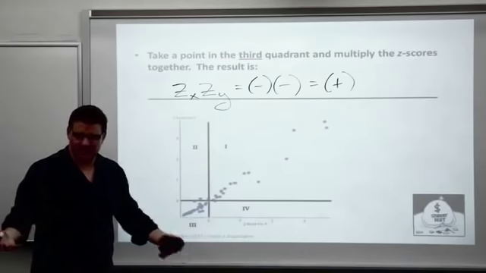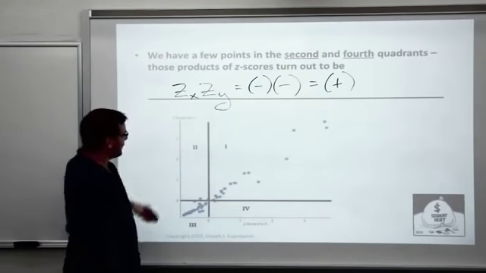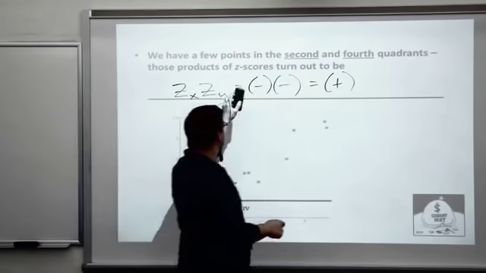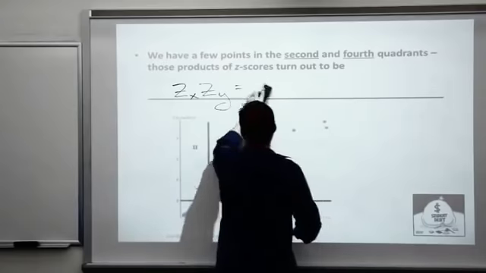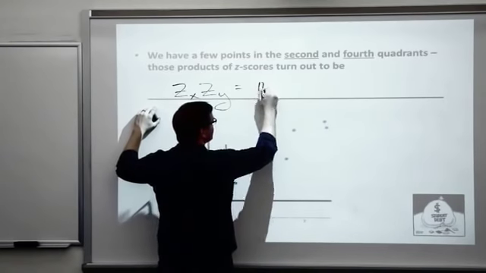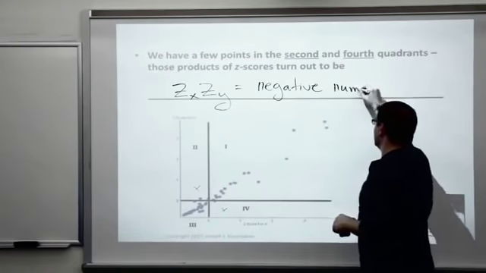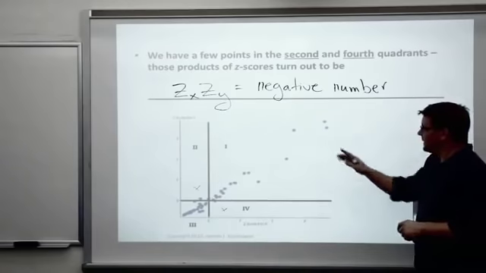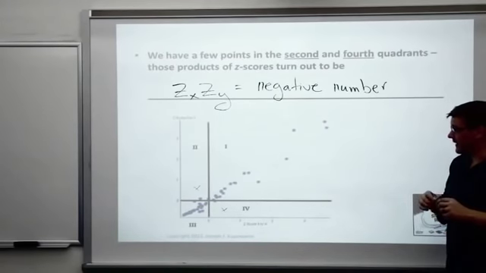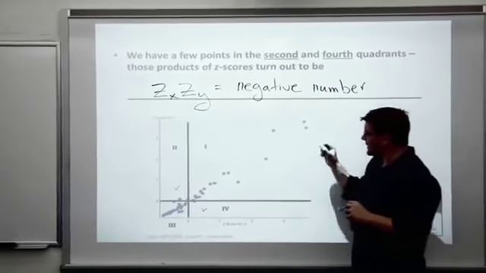It's easy once we just repeat it 100 times in one video, right? We have a few points in the second and fourth quadrants, here and here. Those z-scores turn out to be negative. z for x times z for y will be a negative number. I'll write it out like this time. It could be reversed: one of the two z-scores will be positive and the other will be negative, and the order doesn't matter. Either way, those will multiply to be a negative number.